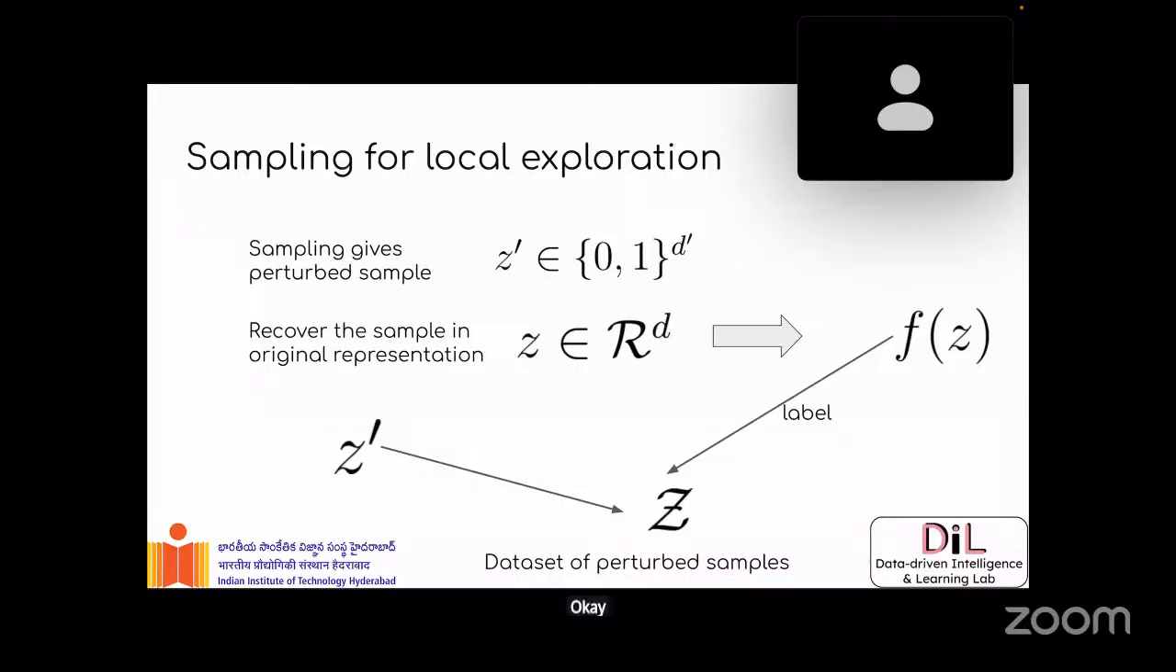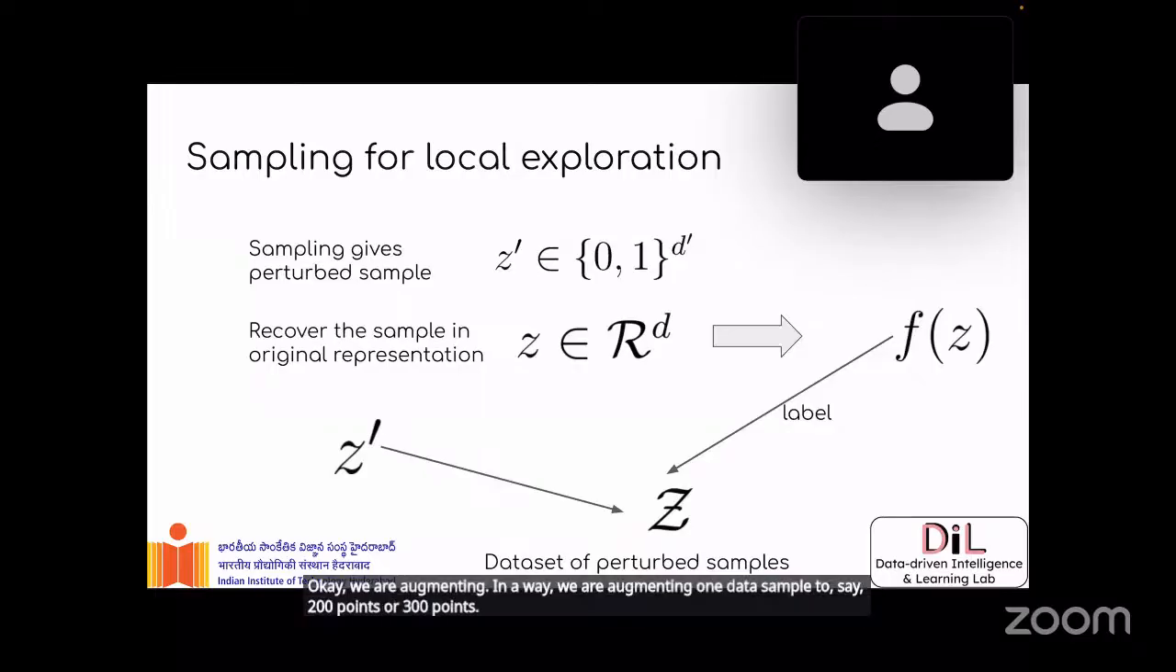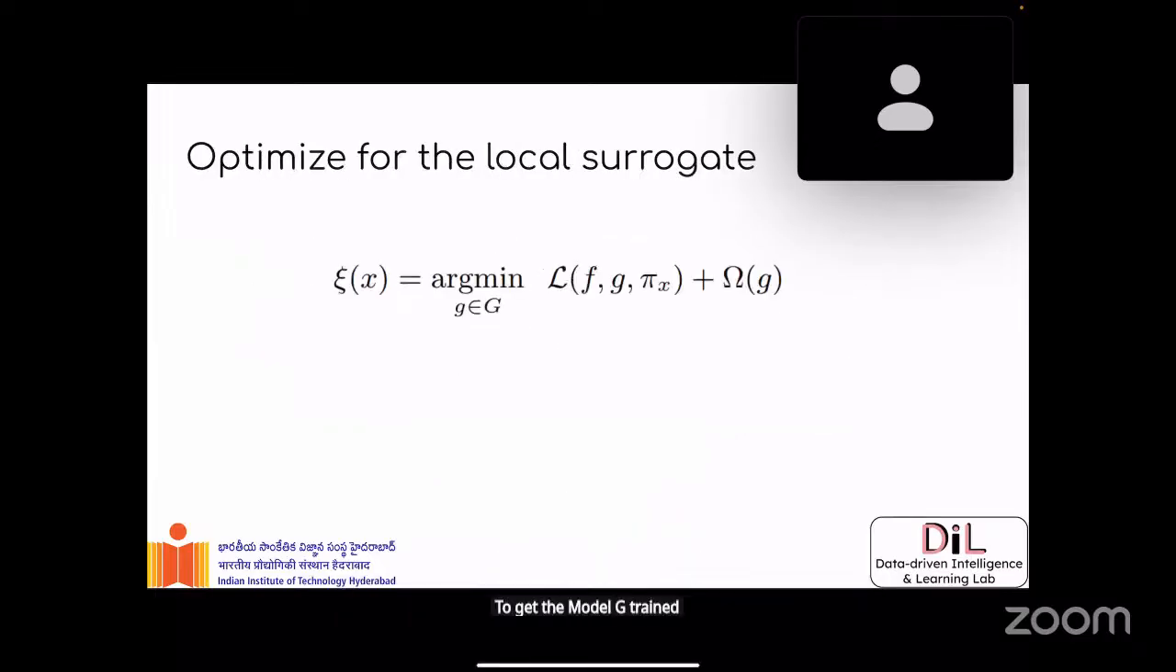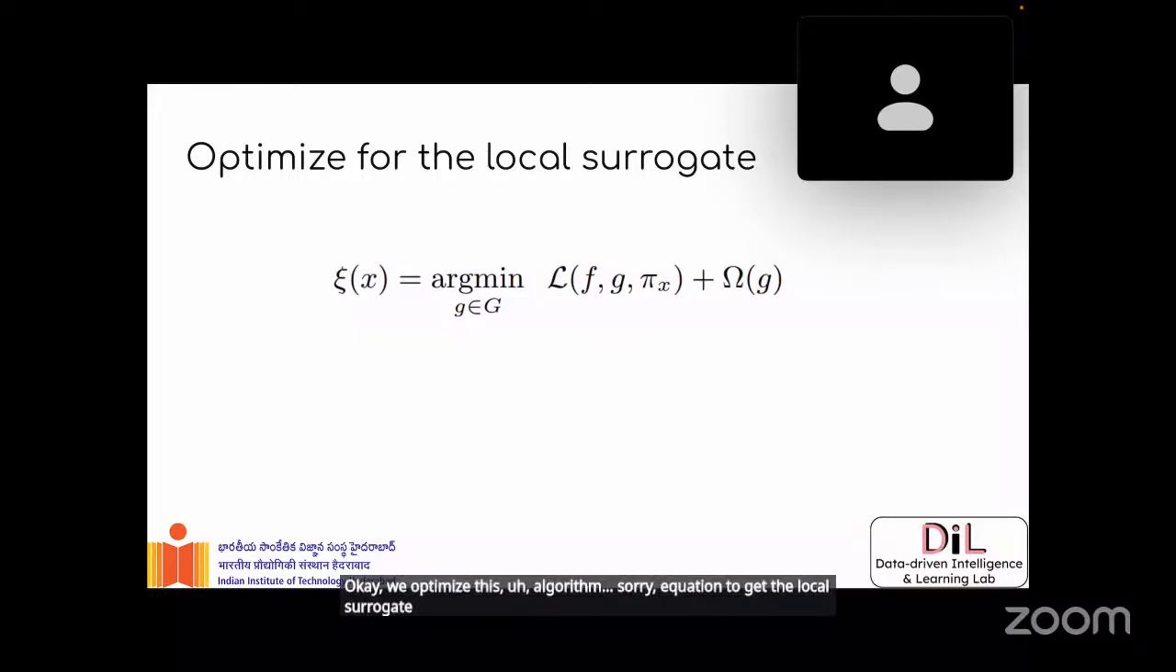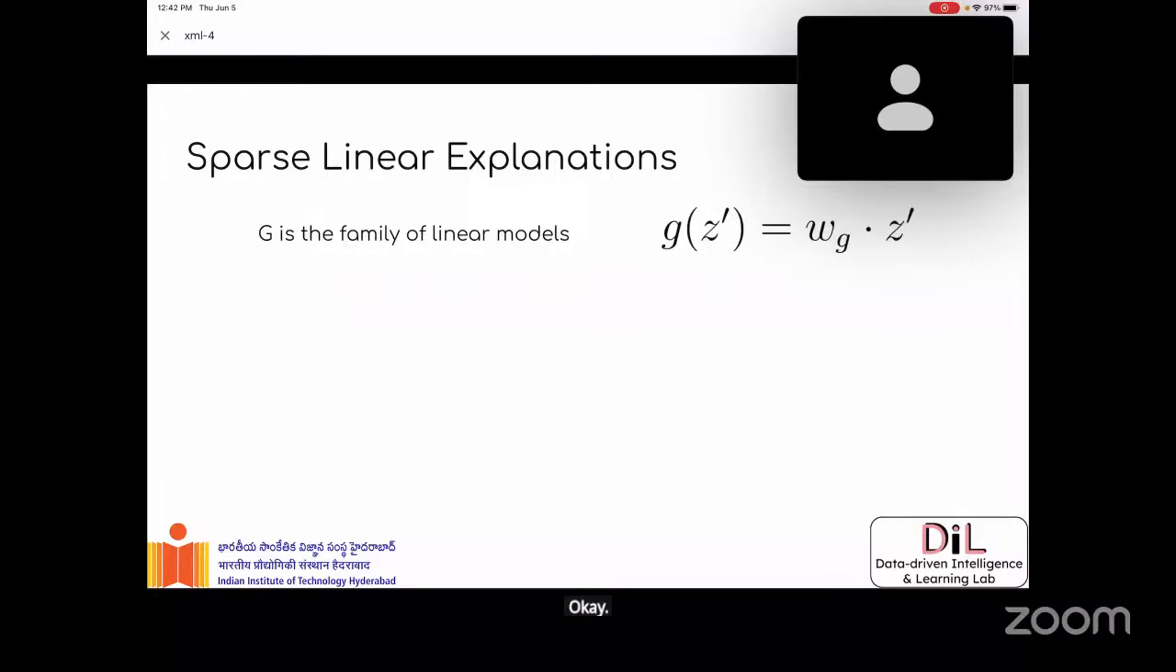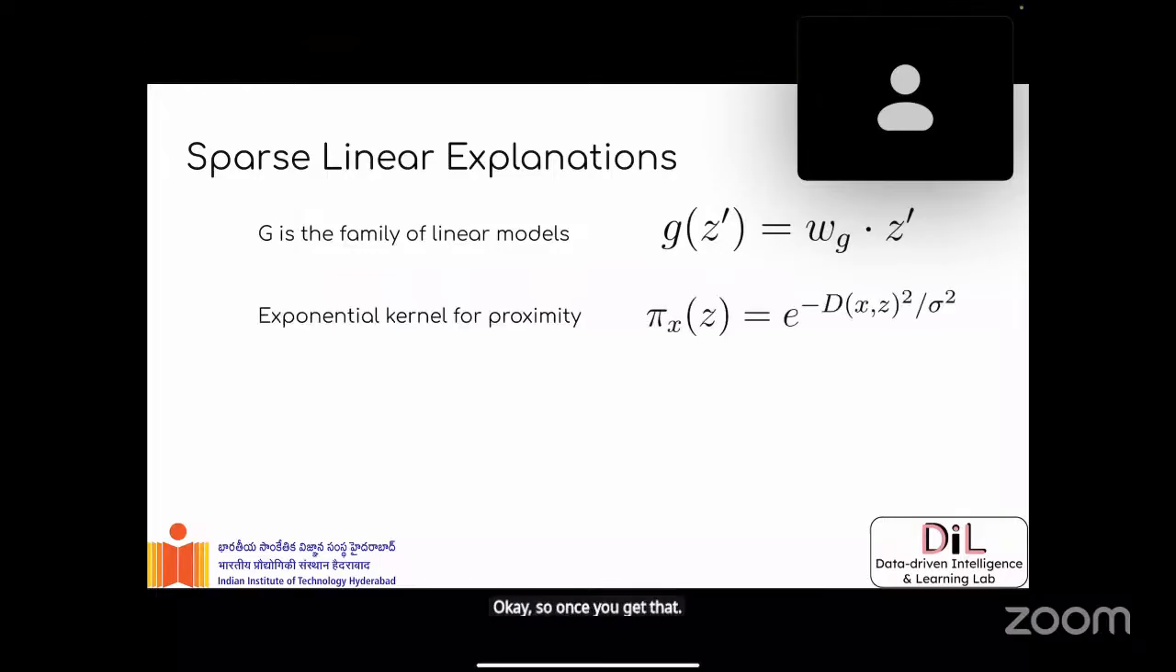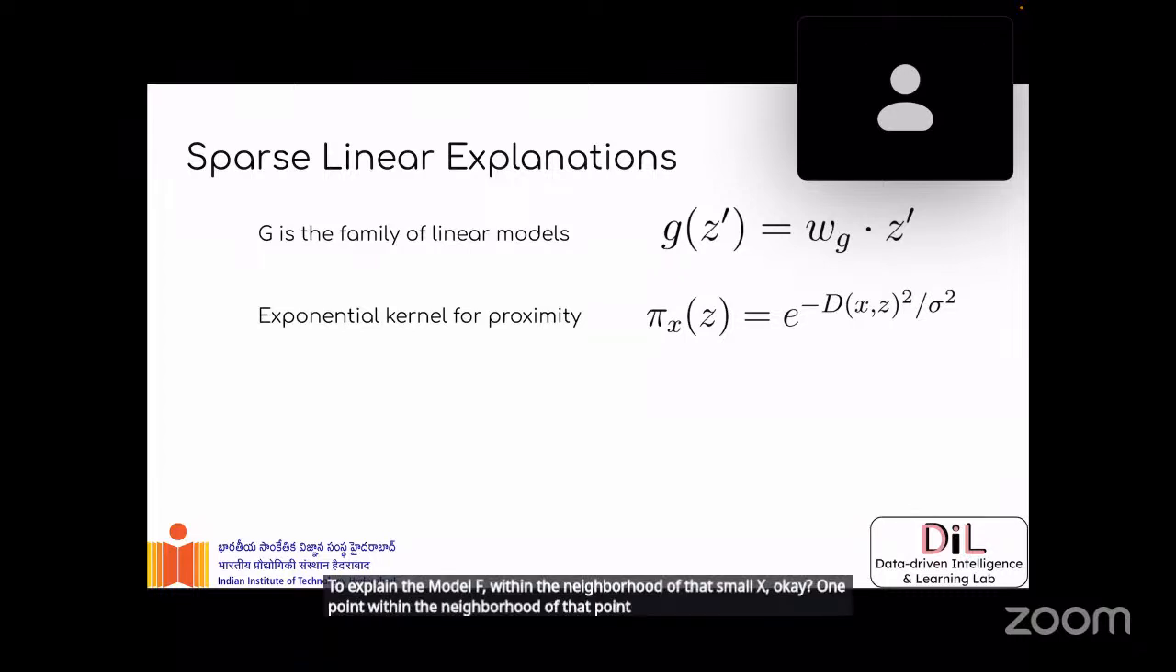Okay, in a way we are augmenting one data sample to say 200 or 300 points to get the model G trained. That is how we train this model. We optimize this equation to get the local surrogate for F. Once you get that, you have a simple linear model to explain the model F within the neighborhood of that small x. For one point, within the neighborhood of that point, you have an approximation to F.